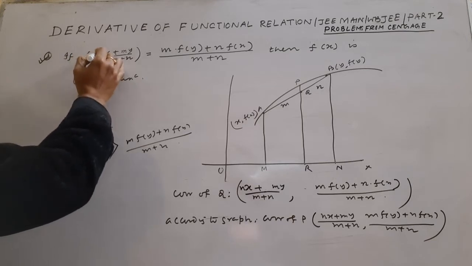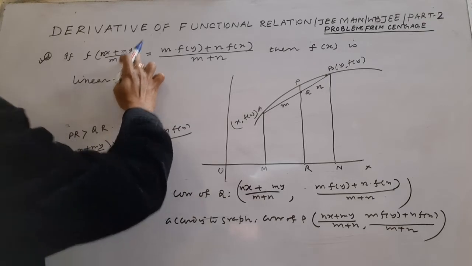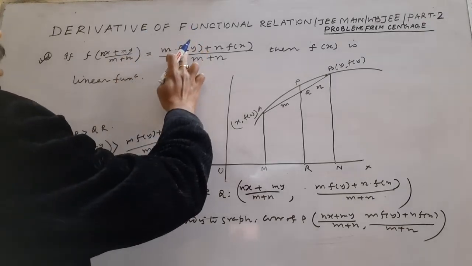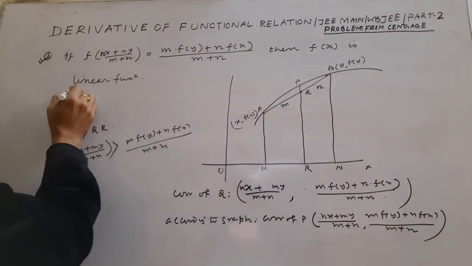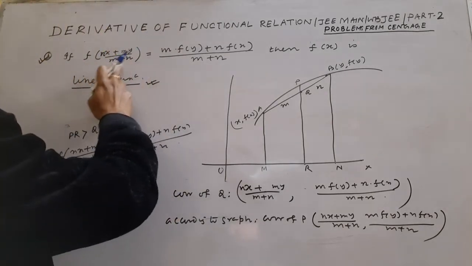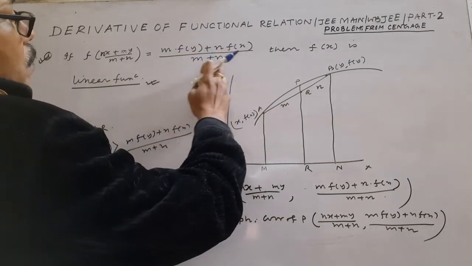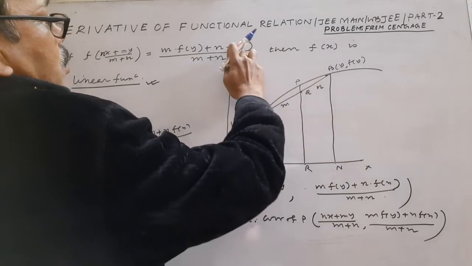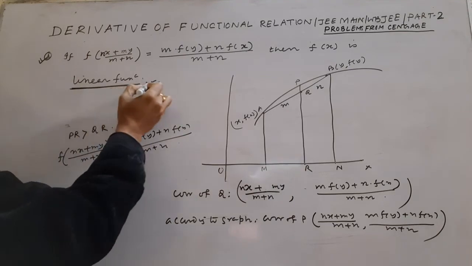If f of (nx + my)/(m + n) equals (m f(y) + n f(x))/(m + n), then f is a linear function. This is the most important result. If f((nx + my)/(m + n)) = (m f(y) + n f(x))/(m + n), then f(x) is a linear function. So we need this result.